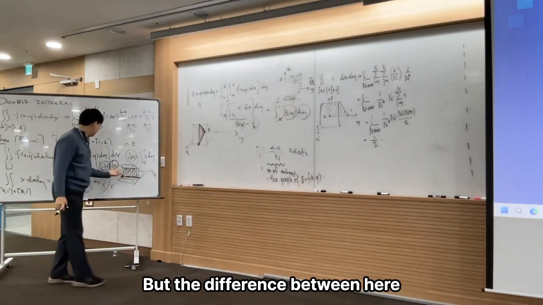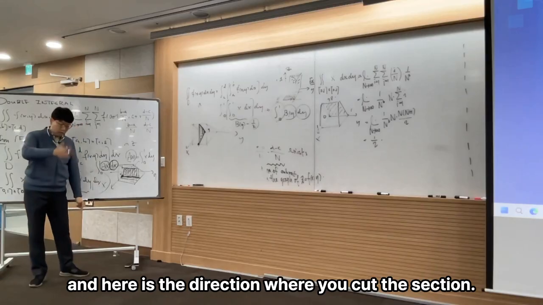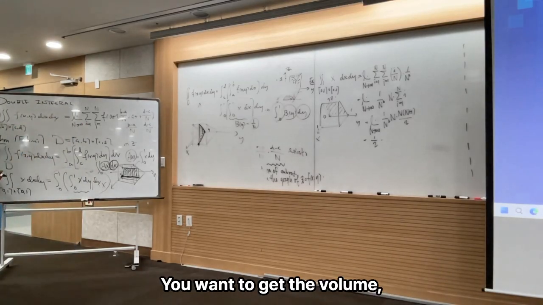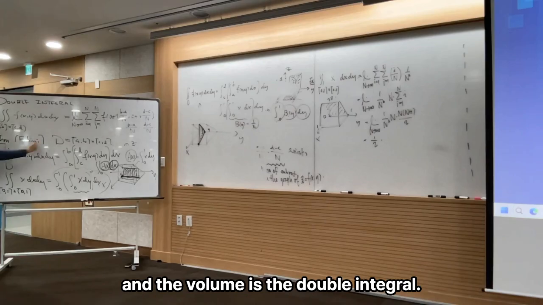But the difference between here and here is the direction in which you cut the section. The idea is the same. You want to get the volume. And the volume is the double integral.